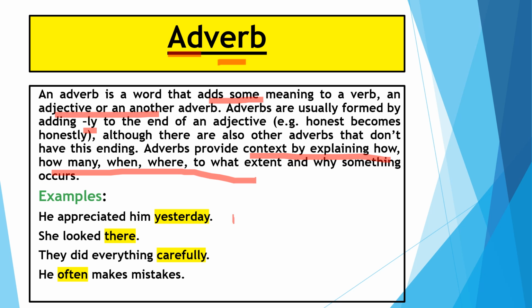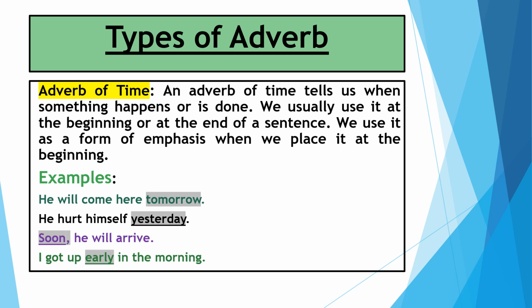He appreciated him yesterday. She looked there. They did everything carefully. He often makes mistakes. Now all these four examples have adverbs, and all of them have different types of adverbs. This is an adverb of time, this is an adverb of place, an adverb of manner, and an adverb of frequency or number. Now I'm going to explain why these types are different and how we could easily recognize them. I'm going to explain the clues as well.